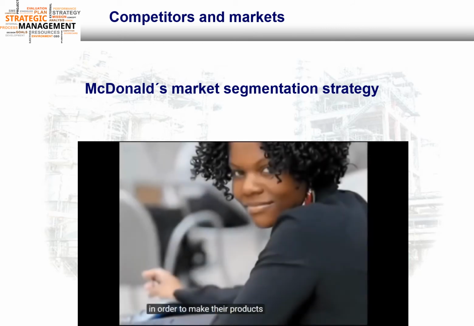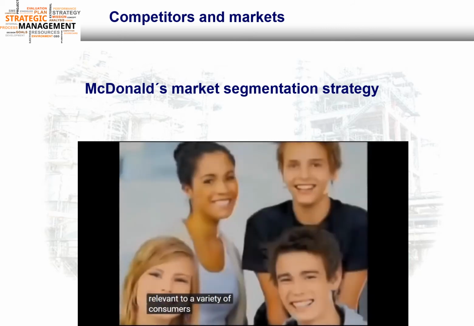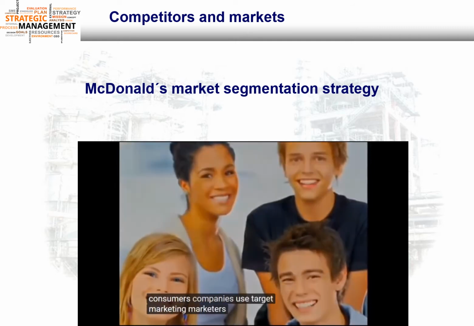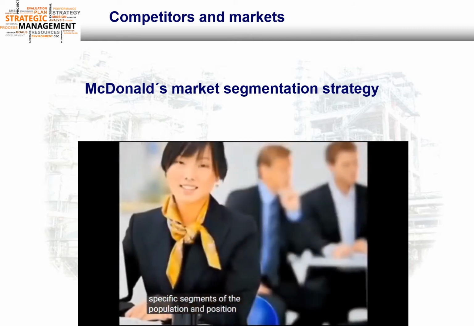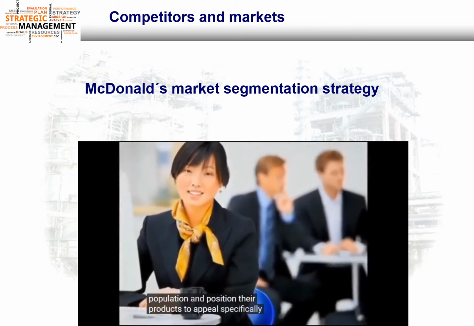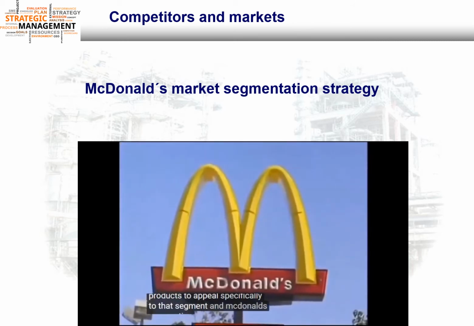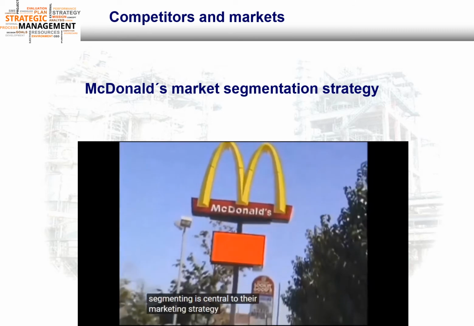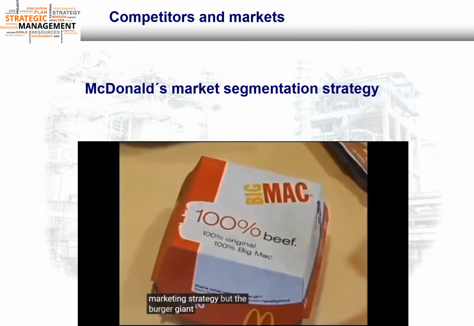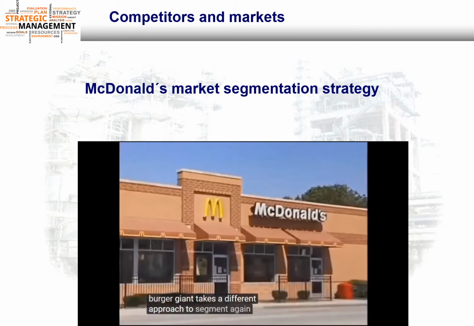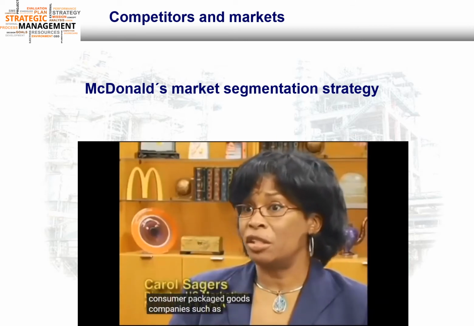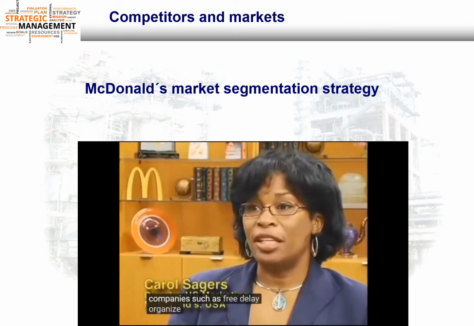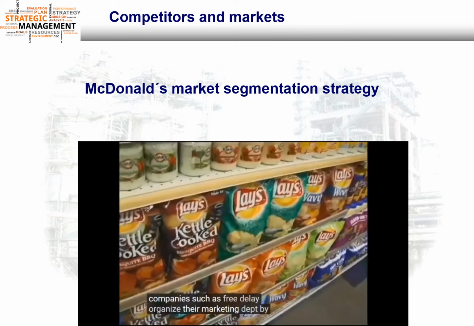In order to make their products relevant to a variety of consumers, companies use target marketing. Marketers identify specific segments of the population and position their products to appeal specifically to that segment. At McDonald's, segmenting is central to their marketing strategy. But the burger giant takes a different approach to segmenting than most companies. Traditional consumer packaged goods companies, such as Frito-Lay, organize their marketing department by brand.